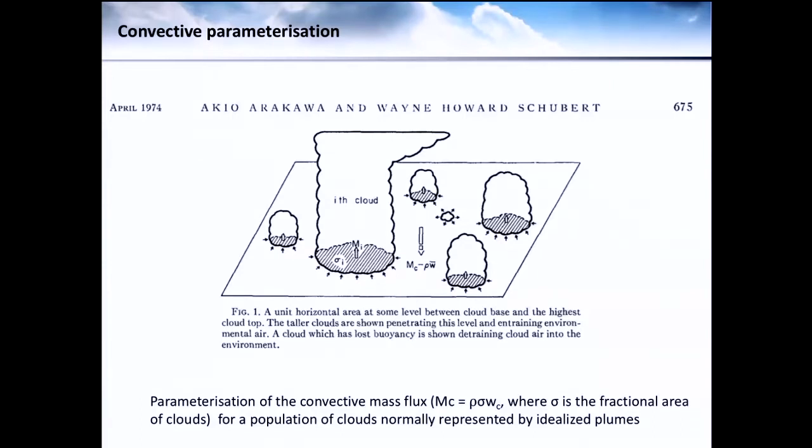Parameterizing within a grid box, there's a population of clouds. And that population of clouds is normally represented by a series of idealized plumes. And in each idealized plume, there's a derived mass flux, and the sum of those plumes defines the area of convective clouds in that box. So that's what's parameterized in convective clouds.